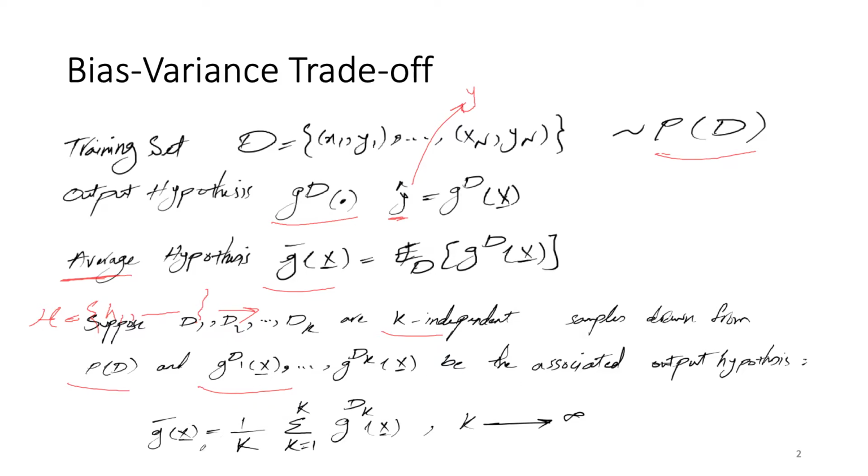In this case, we can define G bar, or the average hypothesis, by the division of the summation of all those G's by the number of K that we have. So if K is 10, we're going to divide it by 10. And this K can go up to infinity, right? Because we can draw many times the samples, K independent samples from our D.